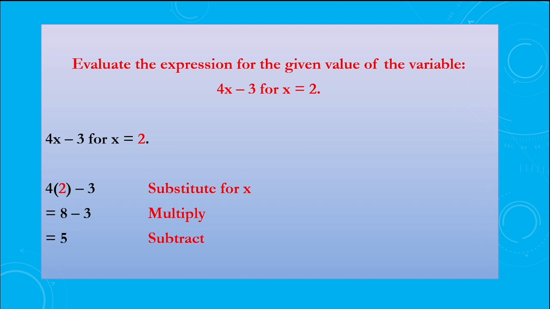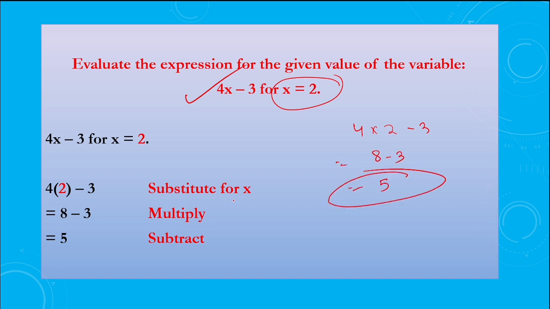Now evaluate the expression for the given value of the variable. Okay, the expression is 4x minus 3 and the value is x equal to 2. So similarly put 4 into 2 minus 3, that is 8 minus 3 equal to 5. So the answer is 5.